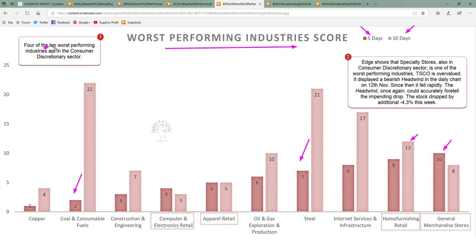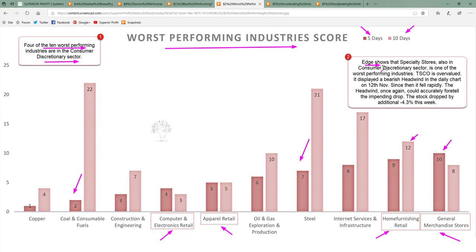4 of the 10 worst performing industries are in consumer discretionary sector. These are computer and electronics retail, apparel retail, home furnishing retail, and general merchandise stores. All of them are retail related. When you see multiple related industries are weak together, you have more reasons to look for shorting opportunities there.